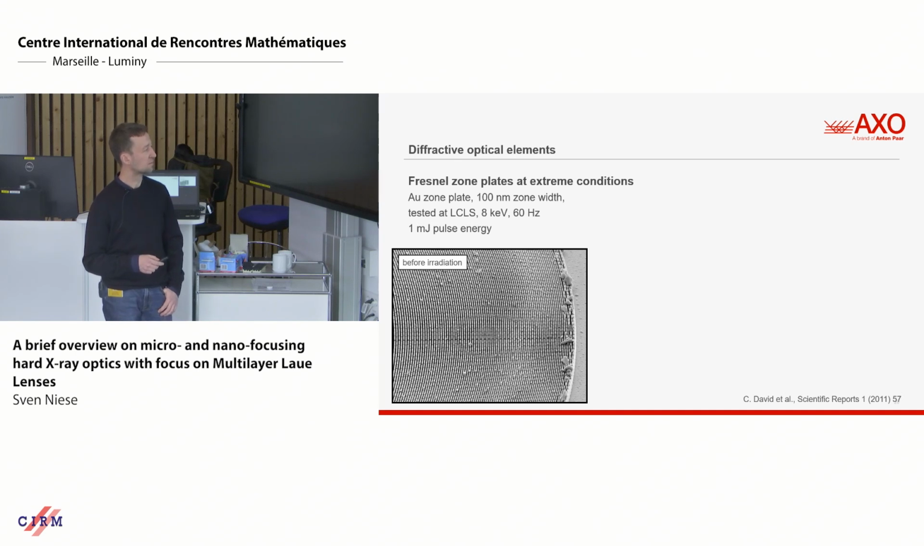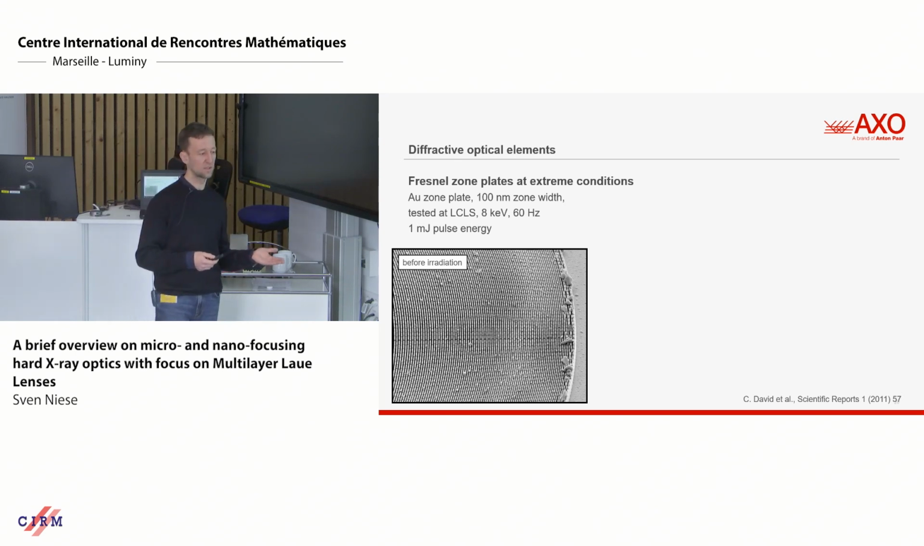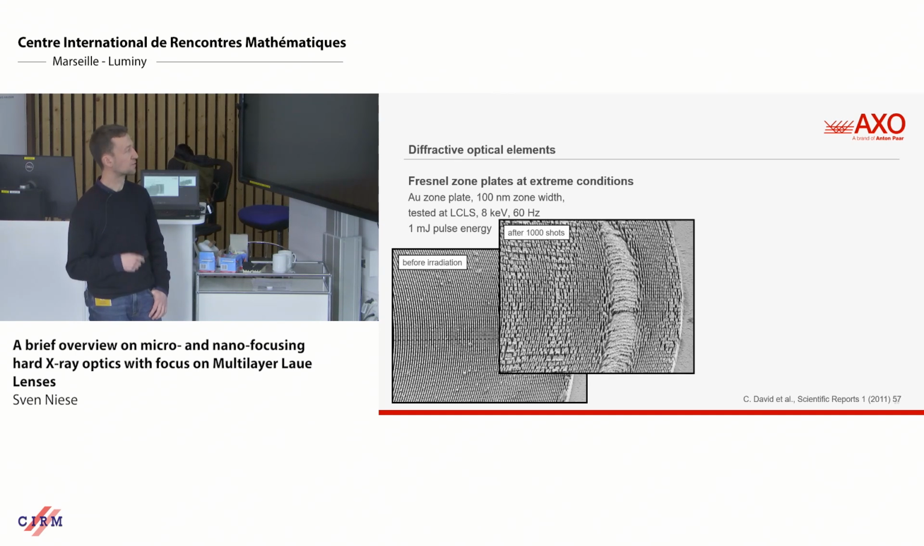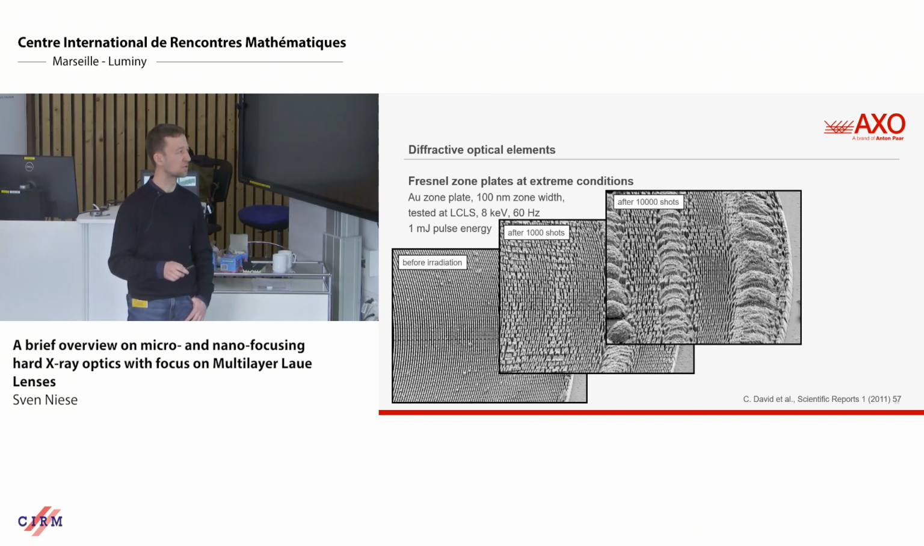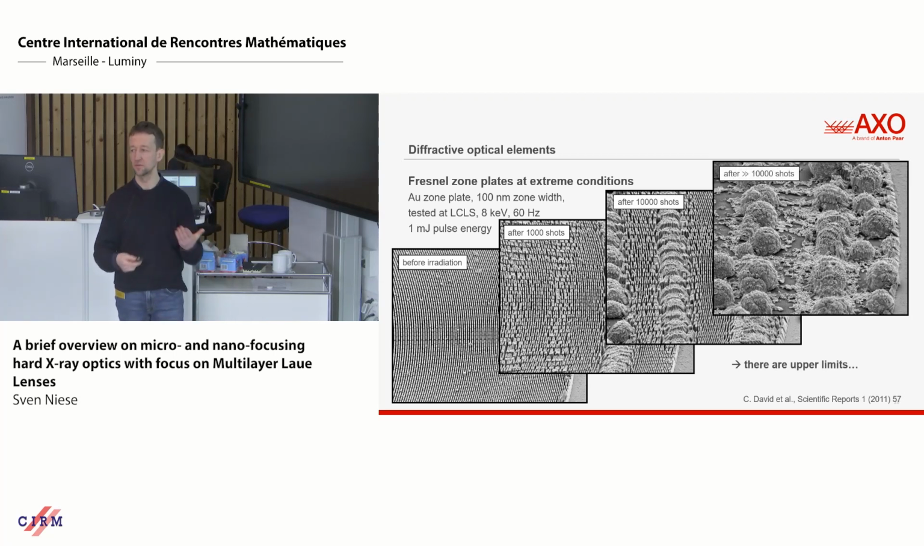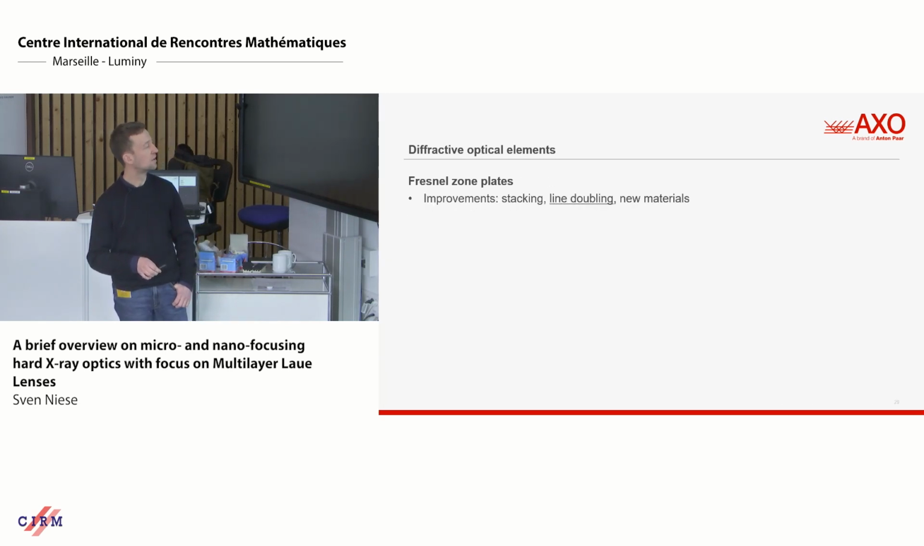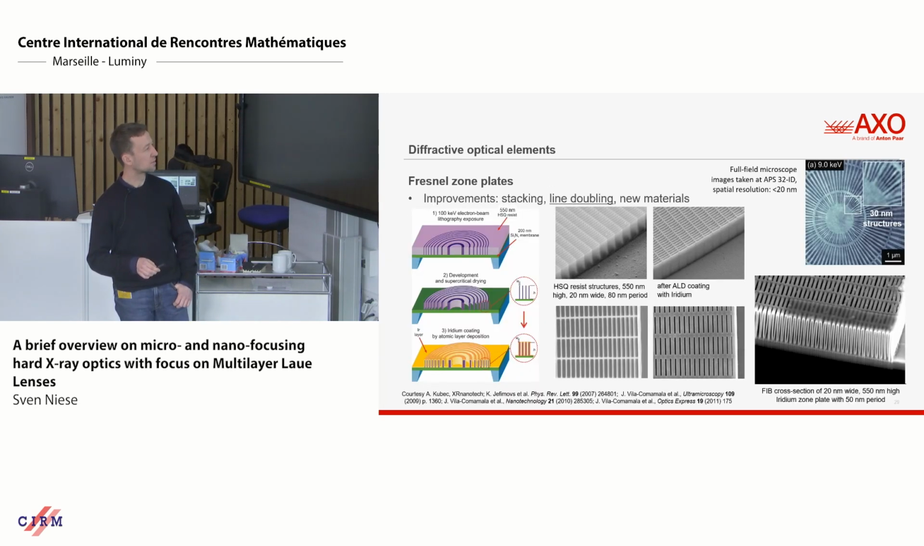And since typically you have air in between, if you make them too small, they start to collapse. That's a nice study that was done at one of the free electron lasers, where after some shots, at least the outermost zones just collapsed because they are not mechanically stable. And that's also one point where the Laue lenses probably have their advantages. So I will probably skip this.